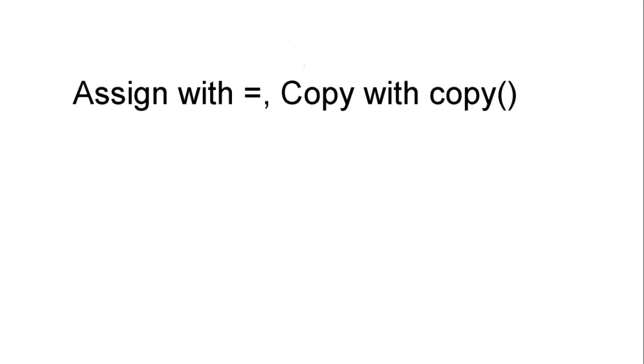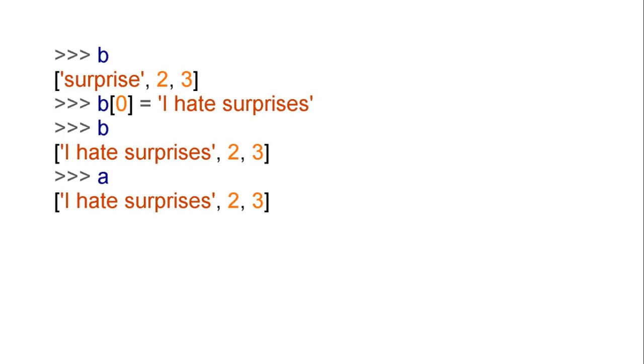Assign with equals: copy with copy. When you assign one list to more than one variable, changing the list in one place also changes it in the other, as illustrated here. So now in B, A[1:3] is still the same. Remember the sticky note analogy: B just refers to the same list object as A. Therefore, whether we change the list content by using the name A or B, it is reflected in both.